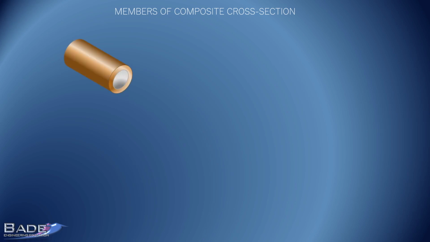So, members of composite cross section, what exactly does this mean? Try to understand. Here, there is a copper tube, and the tube is surrounding a steel rod. The internal diameter of the copper tube is the external diameter of the steel. So the copper tube is rigidly connected to the steel.